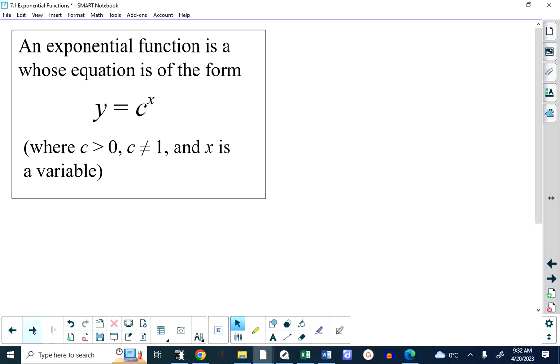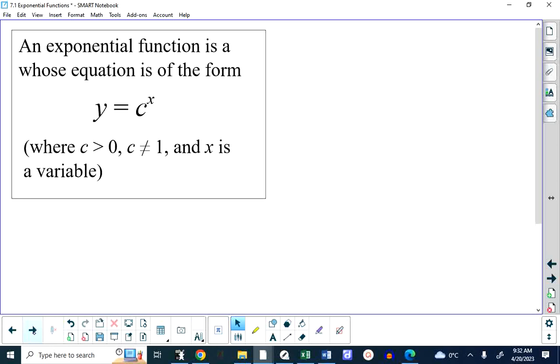And I really don't want to get into this too much at all, but c can't be negative, because if the base of a power is negative, then depending on the value of the exponent, the whole power can be positive or negative, and it dances all over the place between positives and negatives in different places. So we have that restriction. And c is not allowed to be 1.